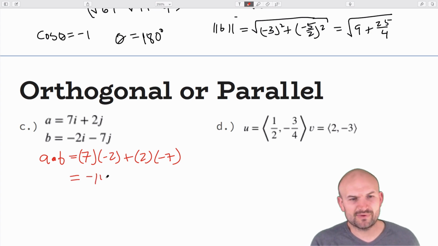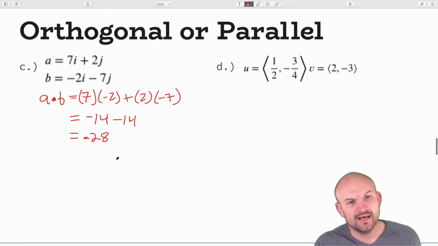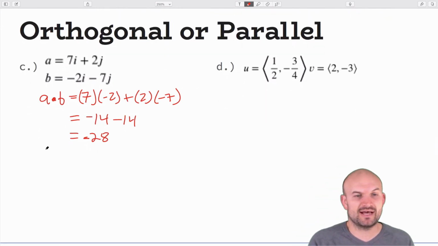And therefore, we look like we have -14 minus 14. So it looks very promising, but this actually gives us a -28. So it's not going to work in this case.